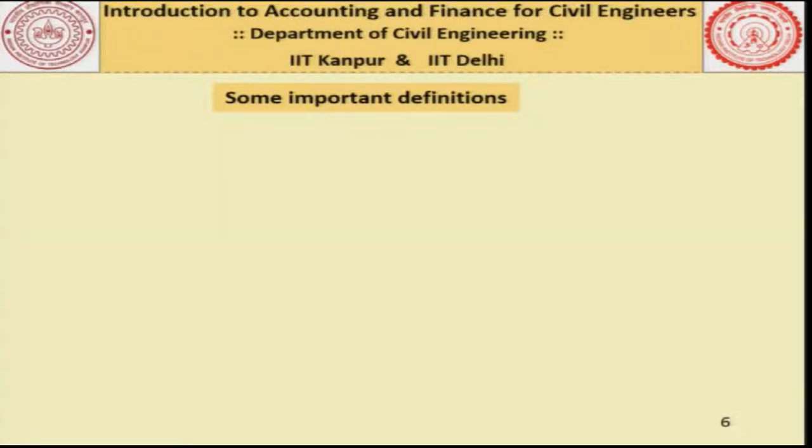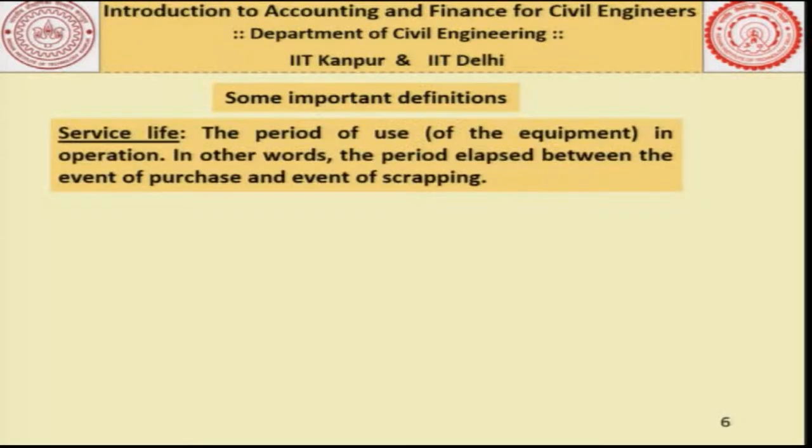Let us try to come to some important definitions formally. Service life: it is the period of use of the equipment in operation. In other words, the period elapsed between the event of purchase and the event of scrapping. So, purchase and scrapping are well-defined events as far as their occurrence on the time axis is concerned.